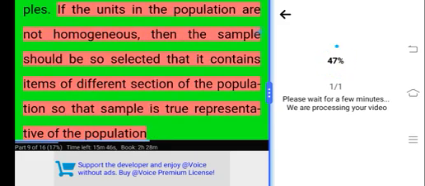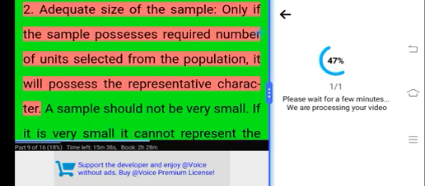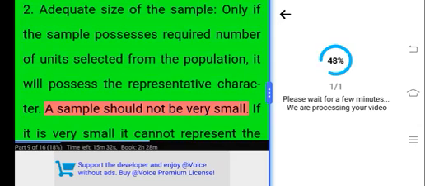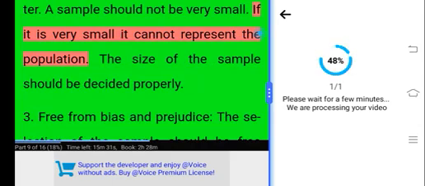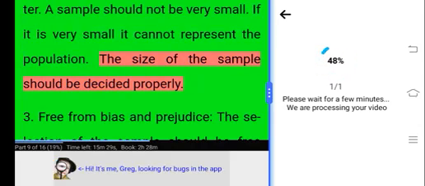If the population is not homogeneous, then the sample should be so selected that it contains items of different sections of the population so that the sample is a true representative of the population. 2. Size. Only if the sample possesses the required number of units selected from the population, it will possess a representative character. A sample should not be very small. If it is very small, it cannot represent the population. The size of the sample should be decided properly.